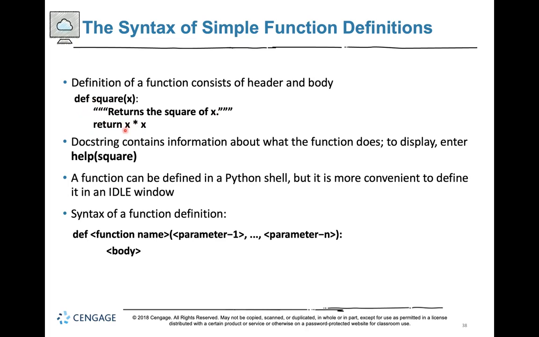So this returns x multiplied by x. Now this string right here is a statement, also just a string. And what's the purpose of this? It doesn't really compute anything, right? Well, the purpose of this is documentation. It's called a doc string because it documents what this function does.